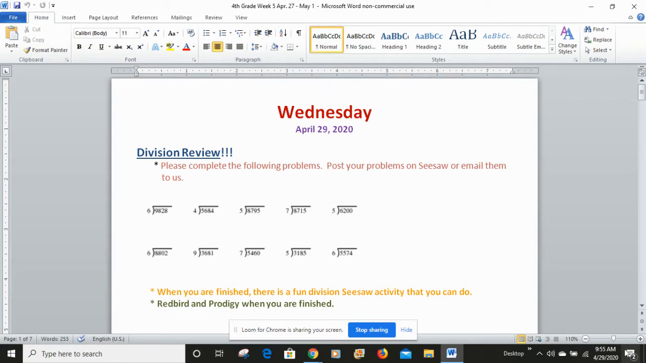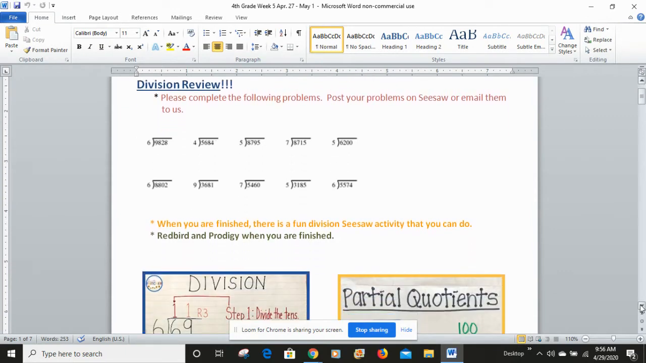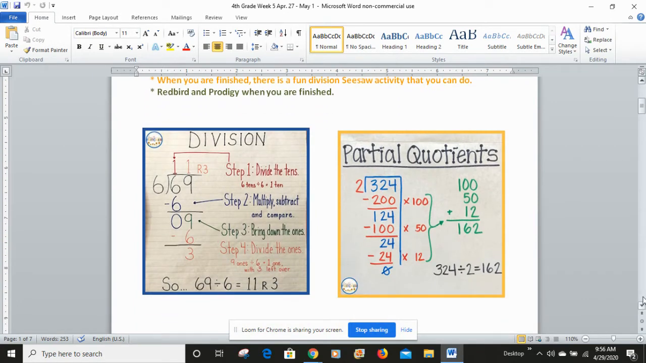We're doing some division review today. On the matrix, it says, please complete the following problems, post your problems on Seesaw, or email them to us. When you are finished, there's a fun division Seesaw activity that you can do, Redbird and Prodigy, when you are finished. It's been a while since we've done some long division, and there are a couple strategies that we used when we were doing long division.